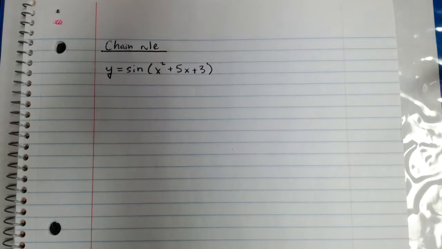In this video I'm going to introduce you to the chain rule. The chain rule is a way of finding a derivative if you look at a function and you recognize that maybe it's the composition of two different functions.